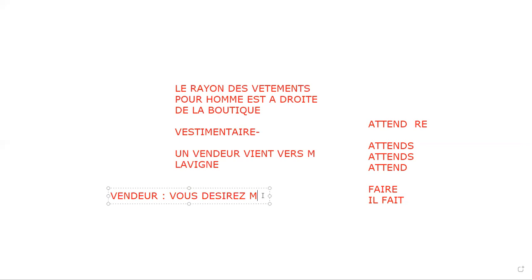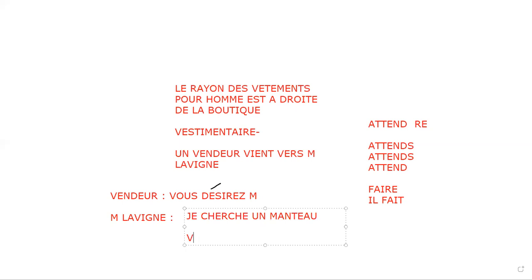Then Monsieur Lavin will say, you desire, mister, what you want? Vous désirez, monsieur, what you want? Say clair. Desire, want. Monsieur Lavin is saying, je cherche un manteau. It means I'm looking for a coat. Manteau is coat. Chercher is search, looking. Clear? Je cherche un manteau. I am looking for a coat.